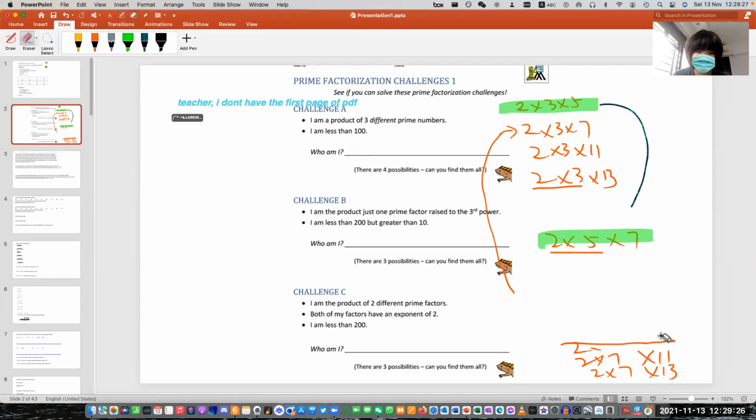And 2 times 7, 7 cannot. 2 times 7 times 11 cannot, because 14 times 11 is over already. So done. So these are the possibilities. So you have 5 possibilities. Okay? How come they say 4 possibilities? Which I mean, I can find 5.